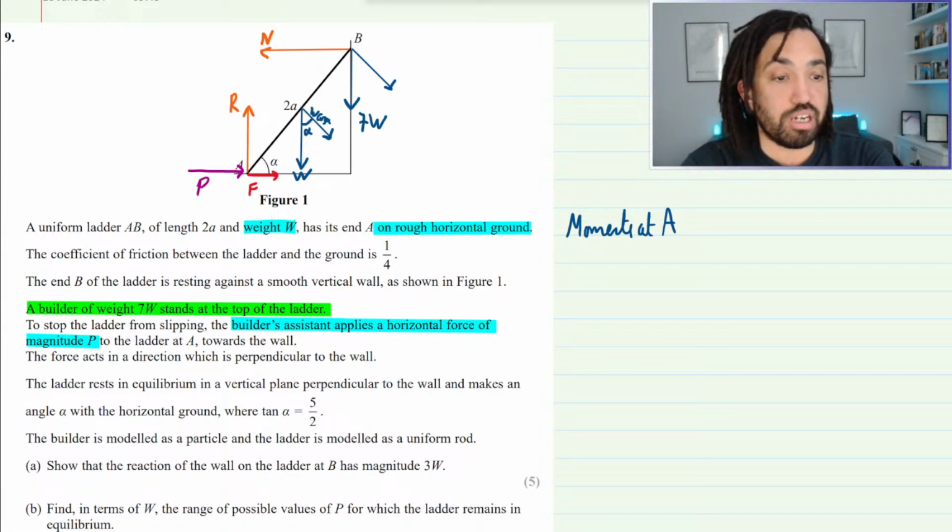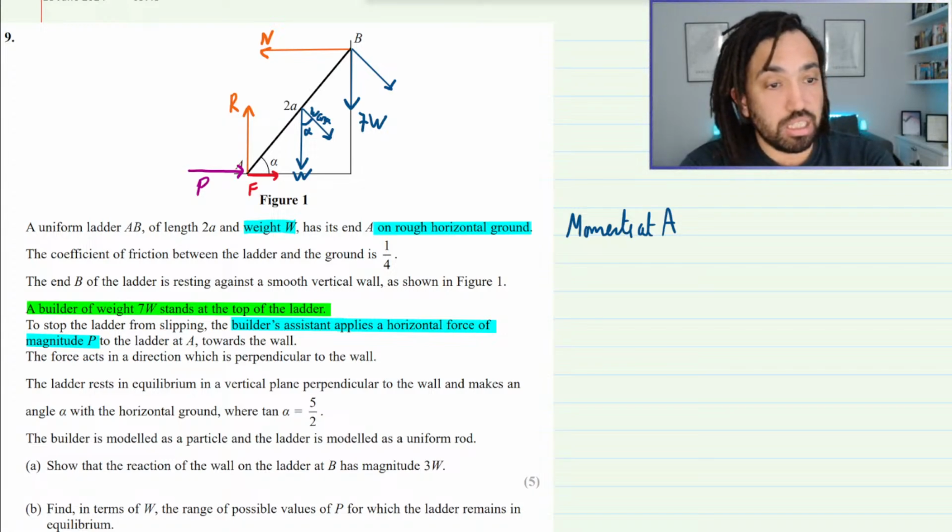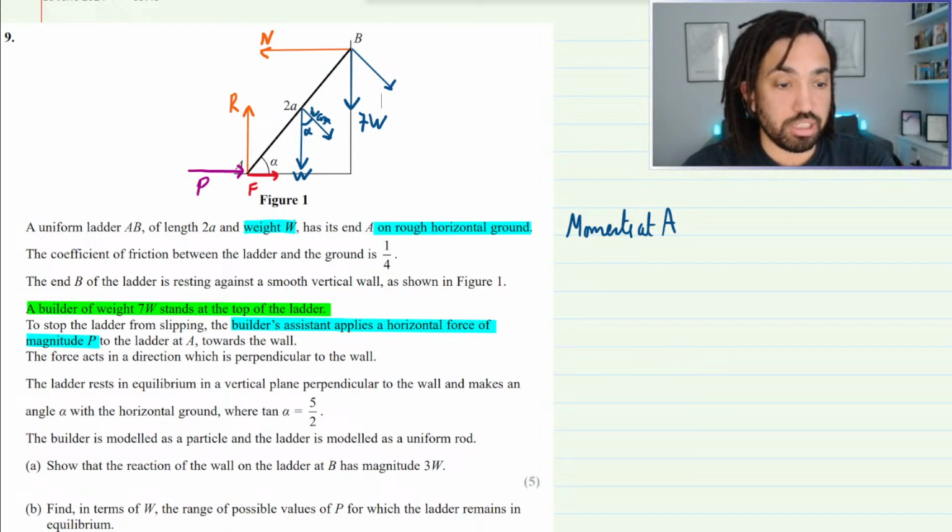Instead of rough horizontal ground, you could say that the ground is grippy. I guess you could. I don't know why you would say that, but anyway.